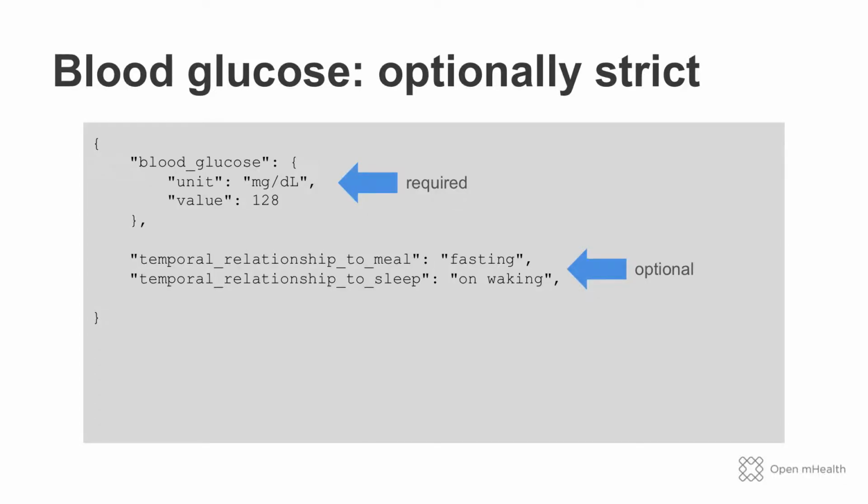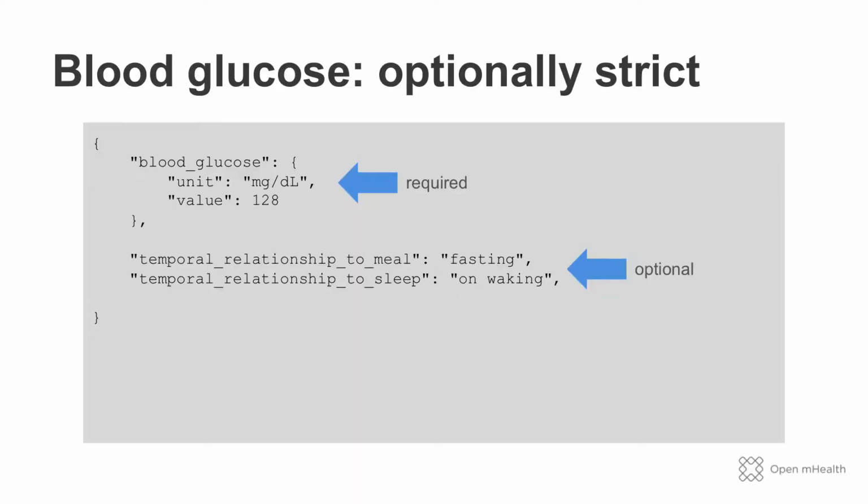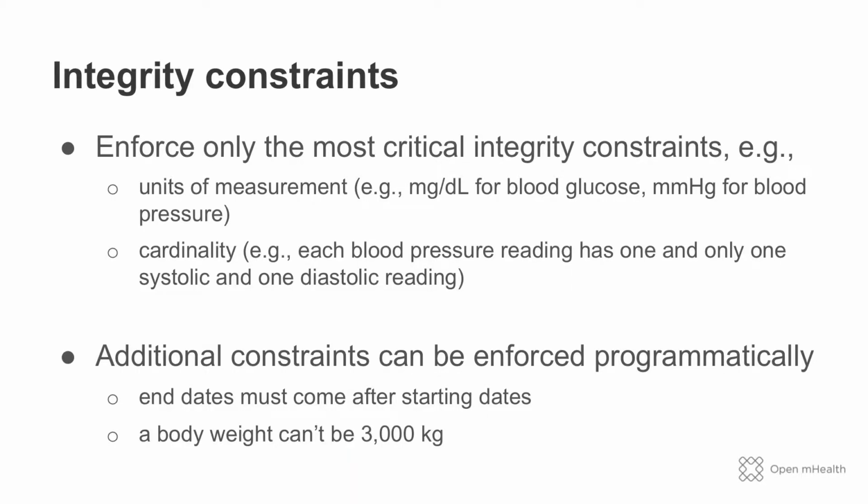That's required. What's optional is stating whether it is fasting or postprandial, whether it is related to sleep, whether it's on waking, whether it's at bedtime. So you don't have to say the relationship to a meal or to sleep, but if you wanted to, here's a clean way to do it that is going to be clear. So in other words, there are some requirements that we do impose on the data.